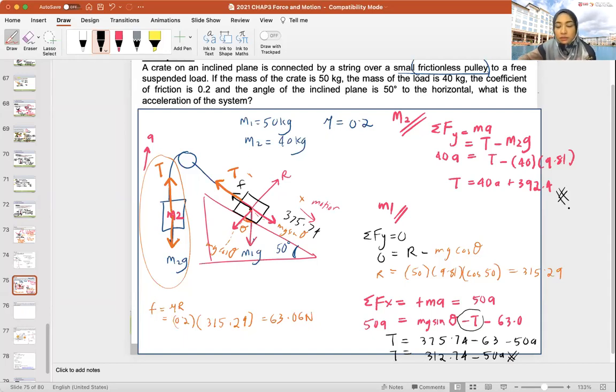When we have two T's, we know that it is supposed to have the same value. We can equate them together. So this is how we are going to solve it. Okay. Hopefully this is the last step.